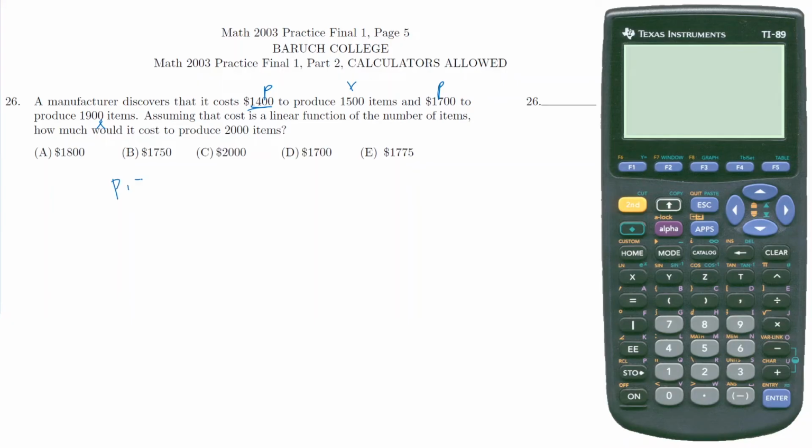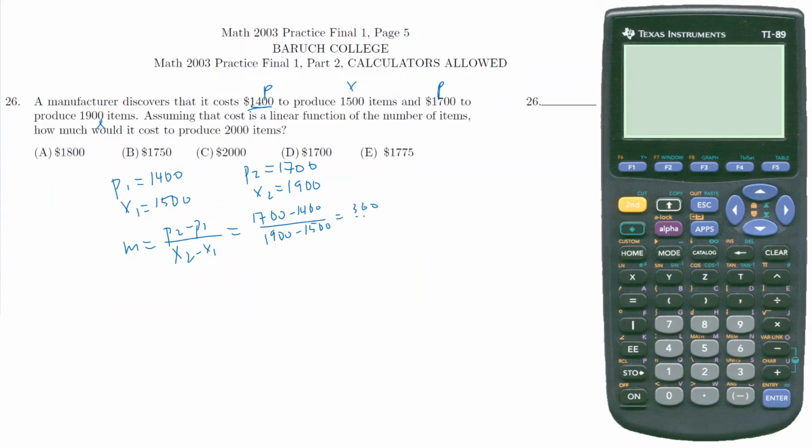So what I know immediately is P1 is equal to 1400, and X1 is equal to 1500. And then P2 is equal to 1700, and X2 is equal to 1900. And I need to figure out what to do with this line. First things first, I know it's a calculator question, but I'll still do it the old school way. So I'll do the slope, which is P2 minus P1 over X2 minus X1, which is 1700 minus 1400 over 1900 minus 1500. On top is 300, on the bottom is 400. So this is just 3/4.